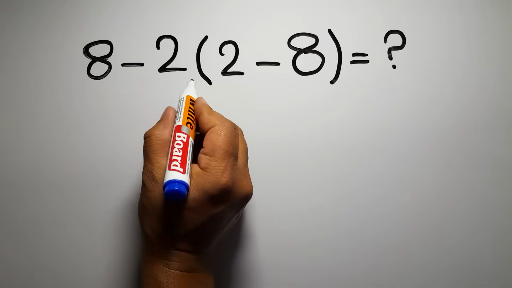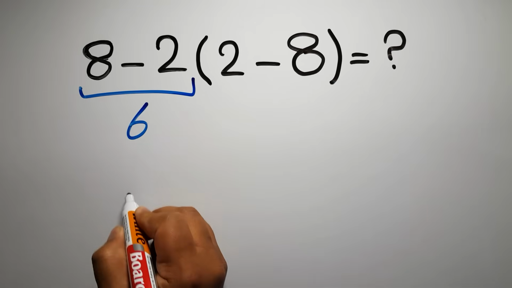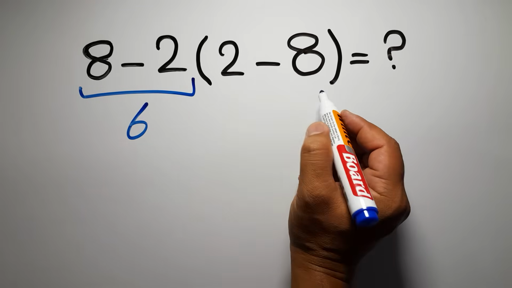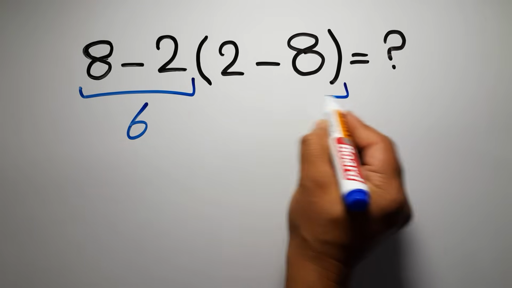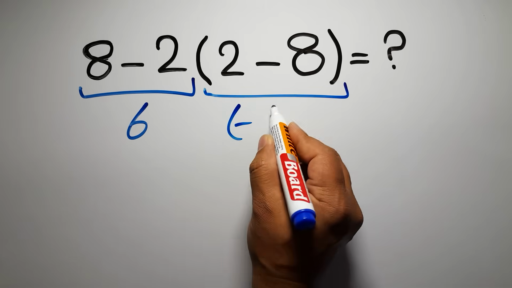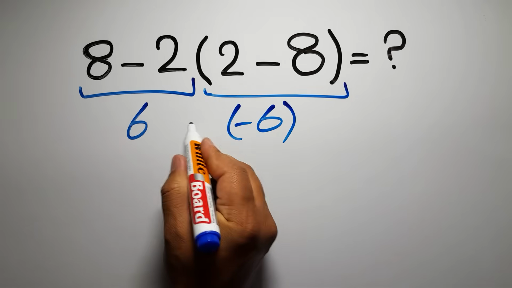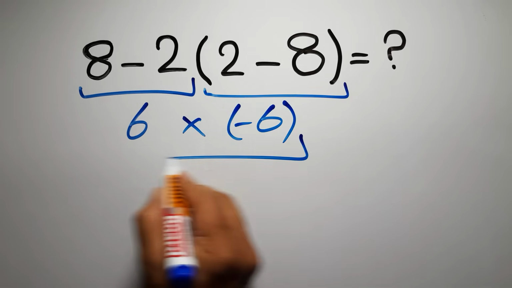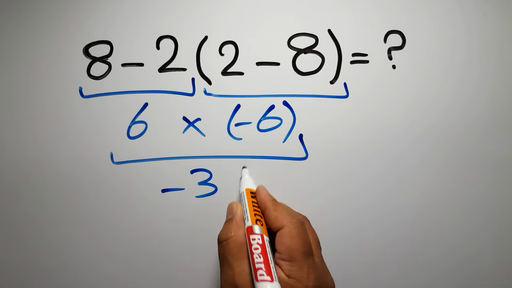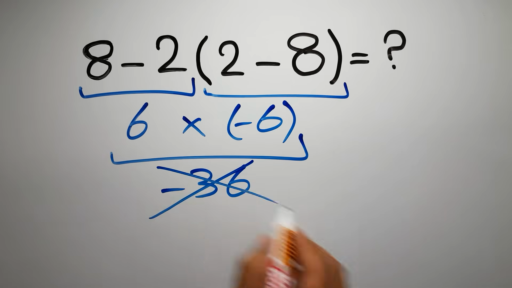8 minus 2 gives us 6. And inside this parenthesis, we have 2 minus 8, which equals negative 6. So 6 times negative 6 gives us negative 36. But this answer is not correct.